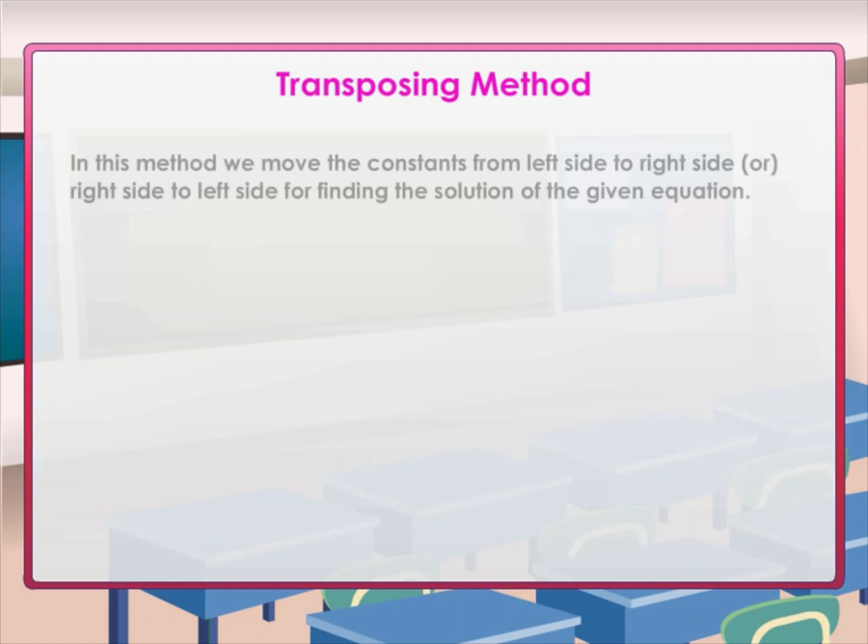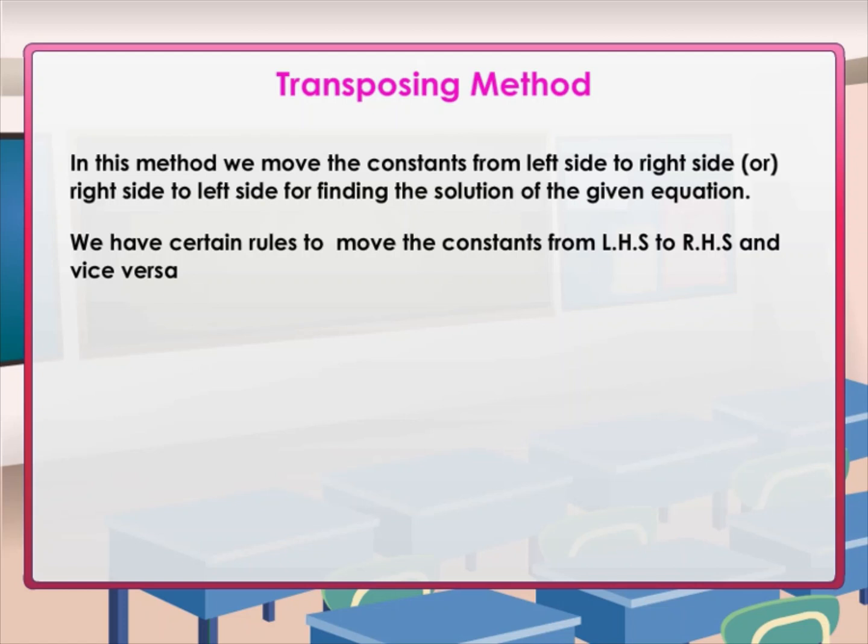Transposing method. In this method, we move the constants from the left side to the right side, or the right side to the left side, for finding the solution of the given equation. We have certain rules to move the constants from LHS to RHS and vice versa.